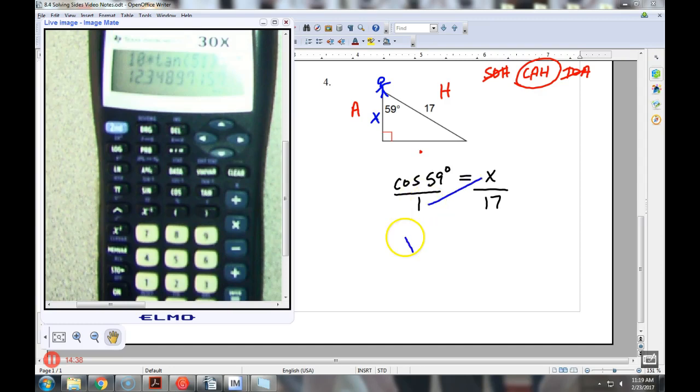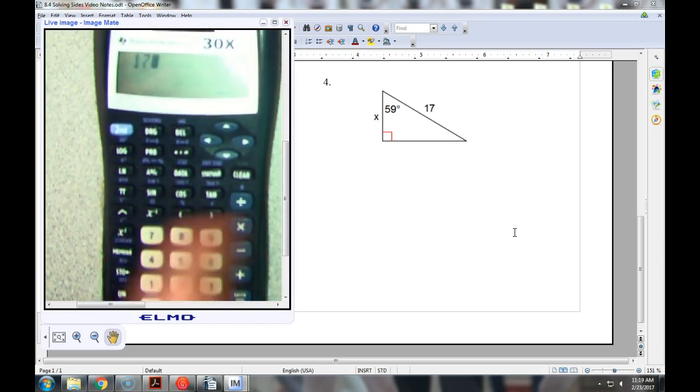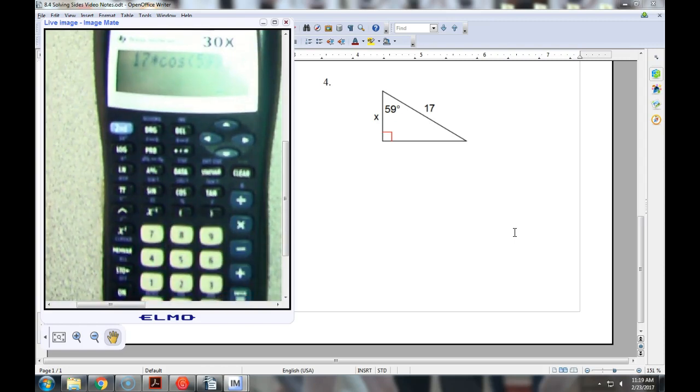1 times x is x. 17 times the cos of 59. Again, do not put cos 59 17, or there's a potential to be a problem. And now I'm going to go to my trusty calculator over here and see if I can jump into calculator mode for a second. So 17 times the cos of 59 equals, it looks like 8.75.